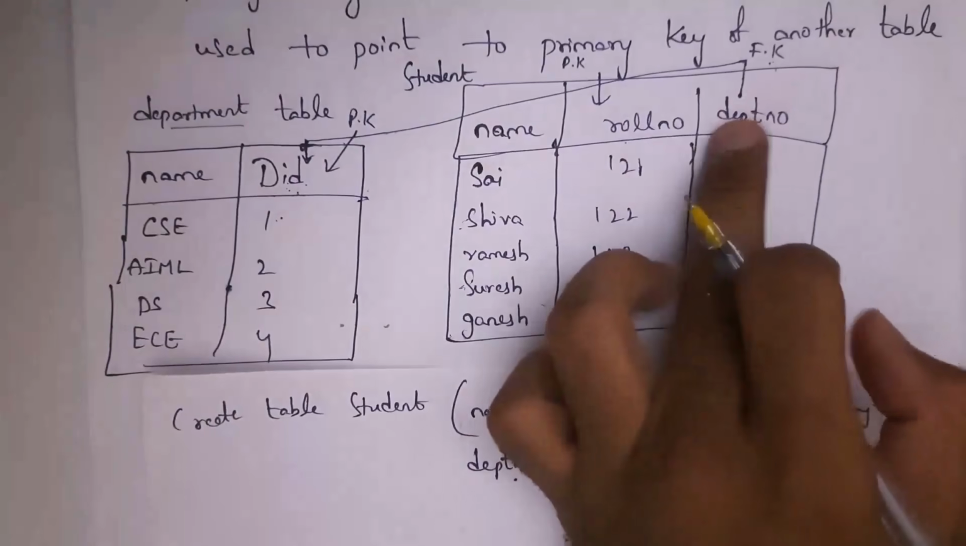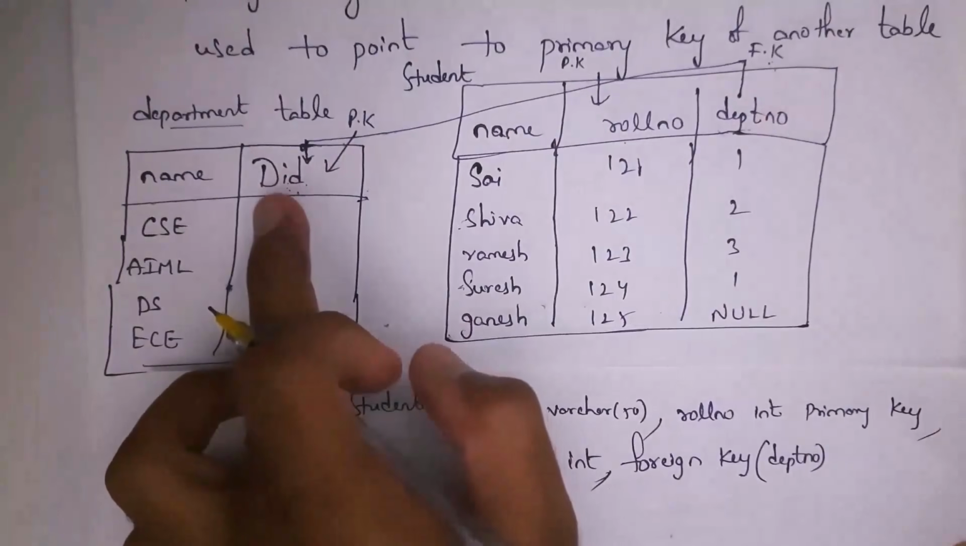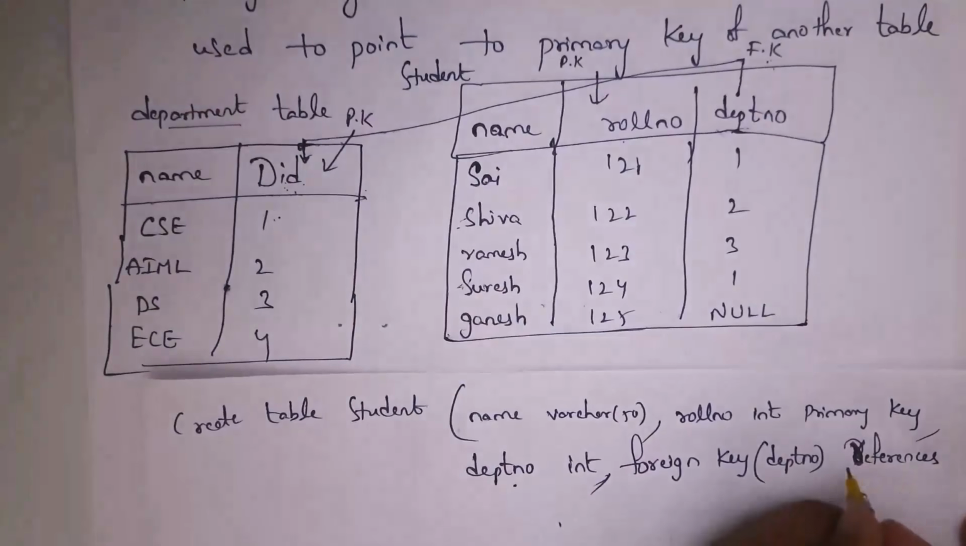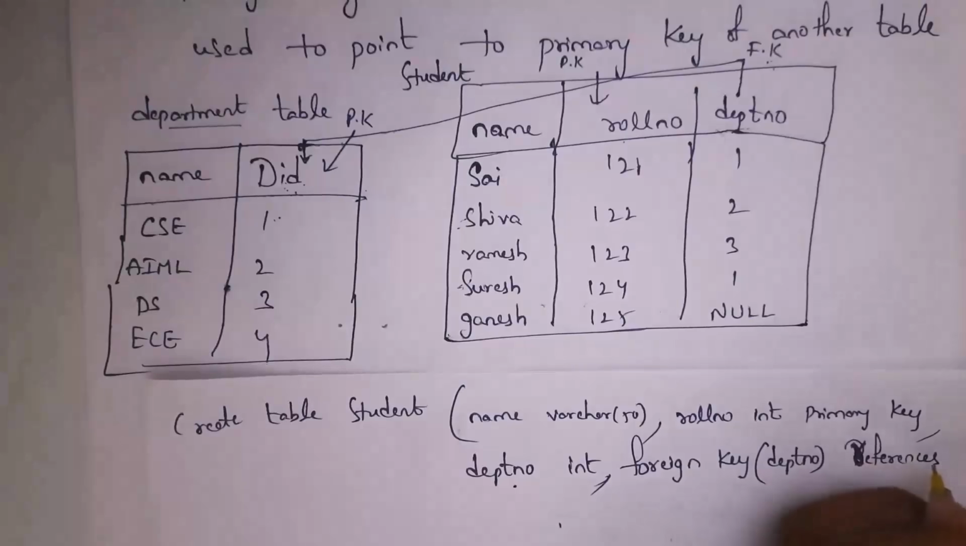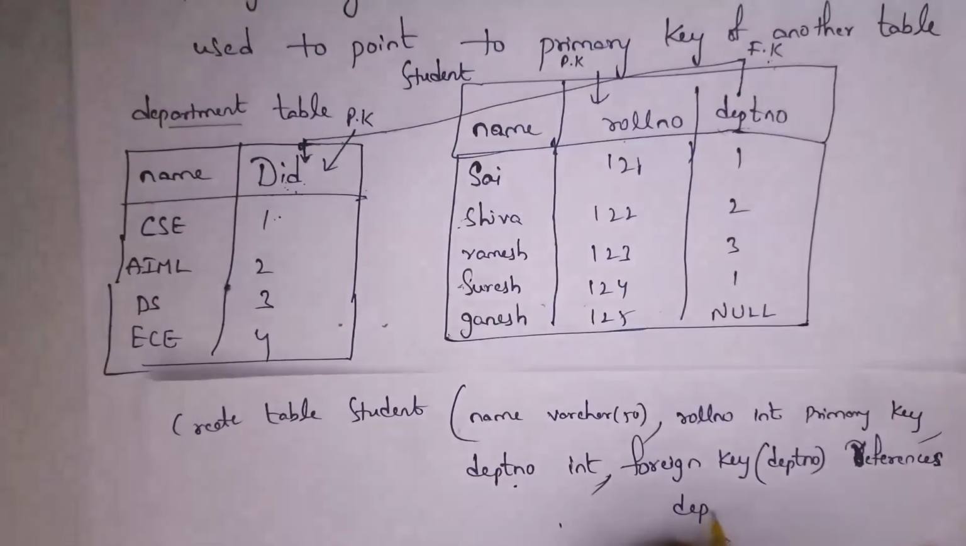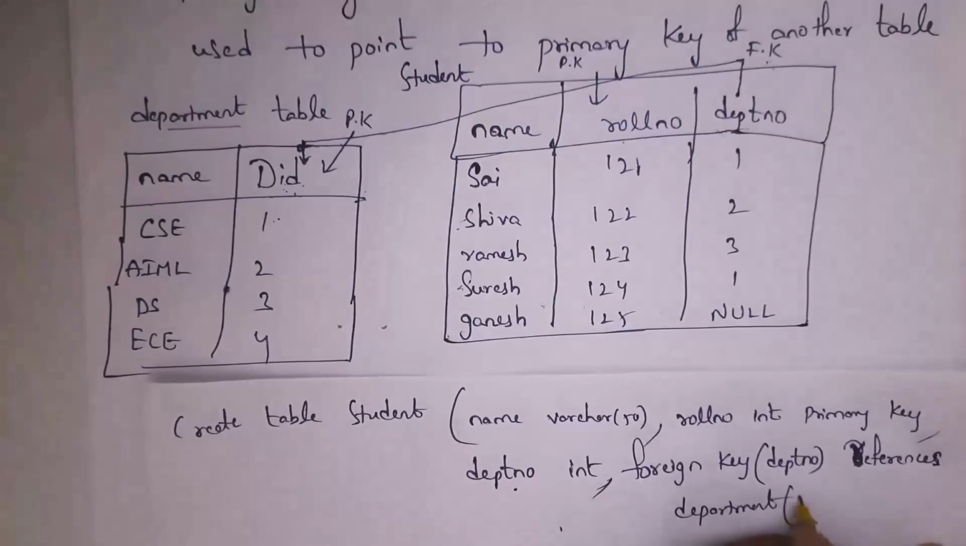This column should refer to the DID column which is present in the department table. So write here REFERENCES. Guys, write this, or else it will display an error. References, department table DID column. So the table name, department, and inside brackets write the column name, that is the DID column.